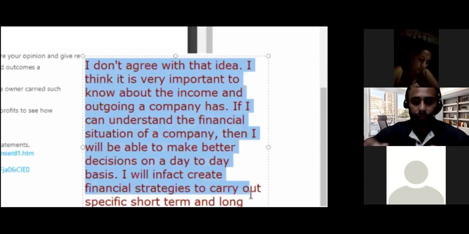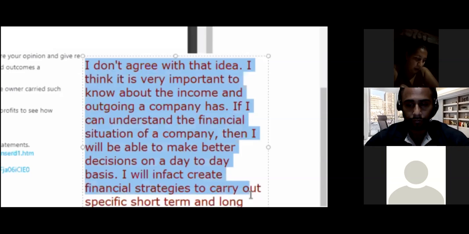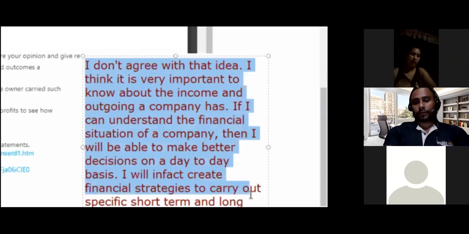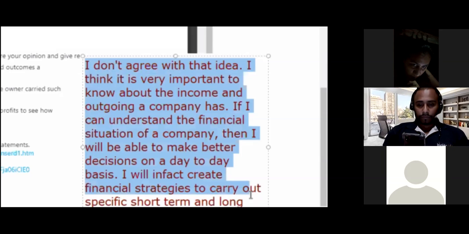I agree with the idea to know the income and the area that the company has. Algo así sería. Estoy de acuerdo con la idea. Creo que es muy importante conocer los ingresos y salidas de fondos, podremos decir. Y salida de las finanzas que tiene la empresa.